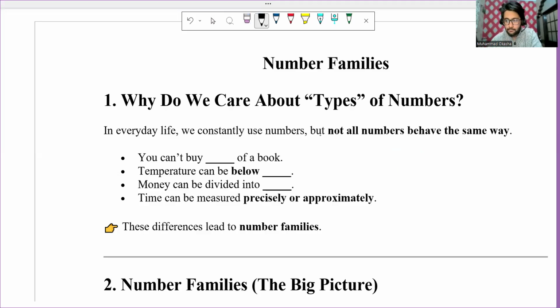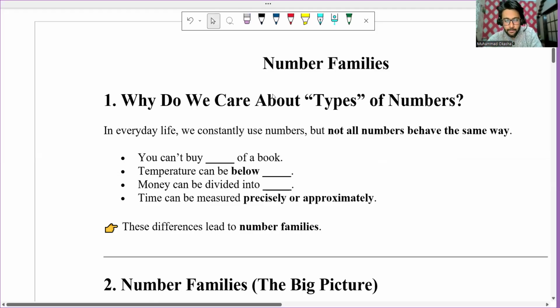All right, money. You can divide money, right? For example, if you open your bank account, it says something like 7,432.15 PKR. Your bank account can say something like this, right? So it allows for decimal values, which means we have different types of numbers. Okay, I hope you can see the difference, right? These differences lead to number families.